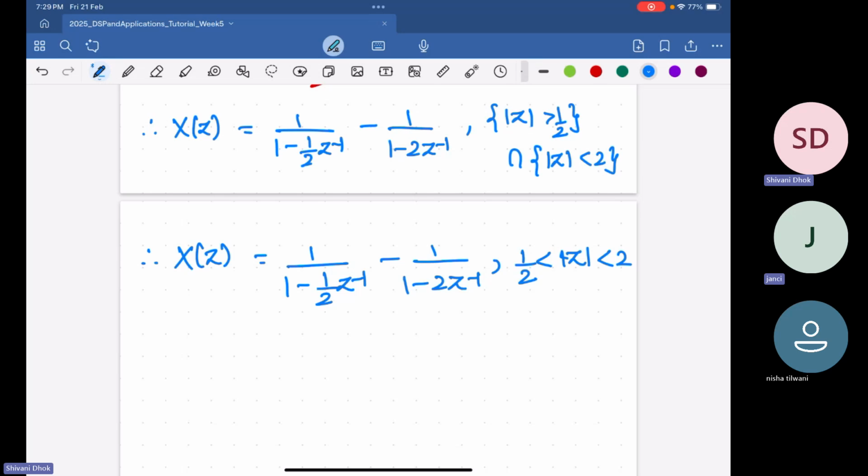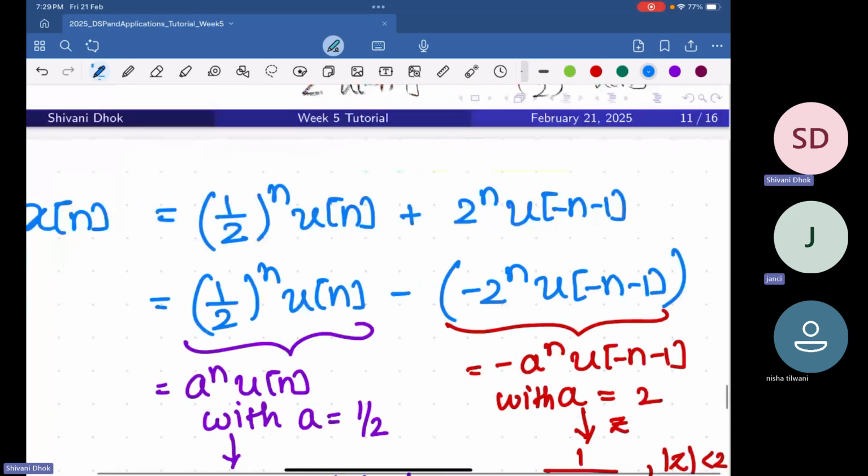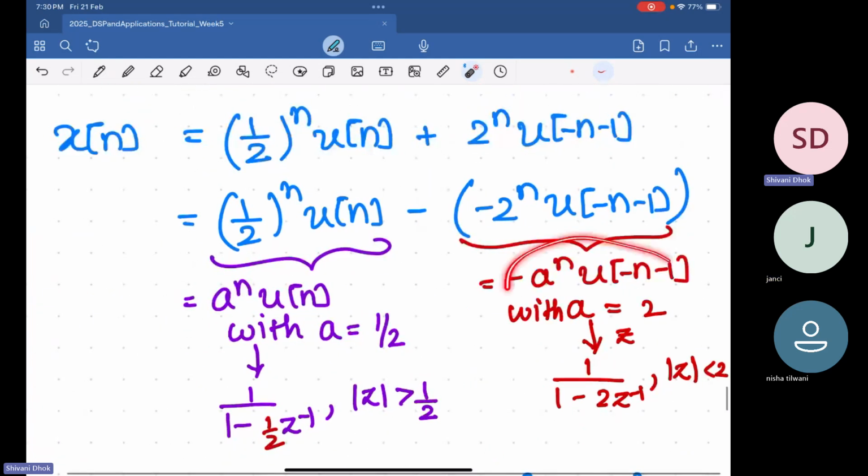Ma'am, I am missing one minus sign. So we had plus 2 to the power n u of minus n minus 1, right? So that we wrote as minus of minus. Because in standard form we had this. Just to bring it to our known form, I wrote it as minus of. While calculating, I have missed the minus. Yeah, it's fine.